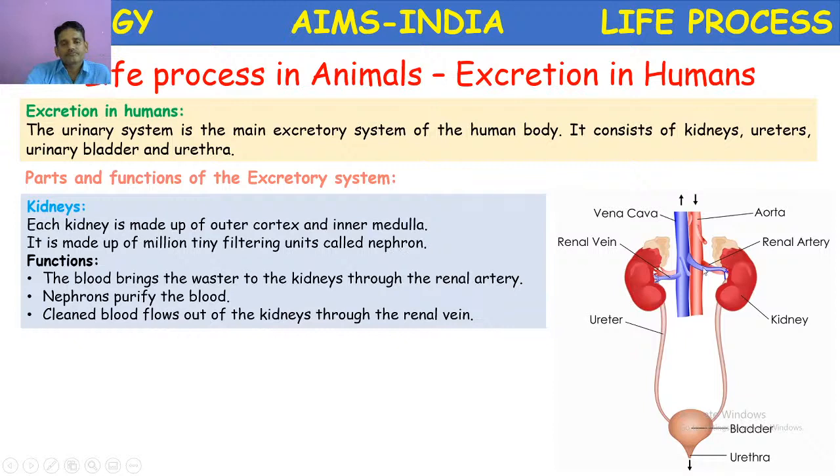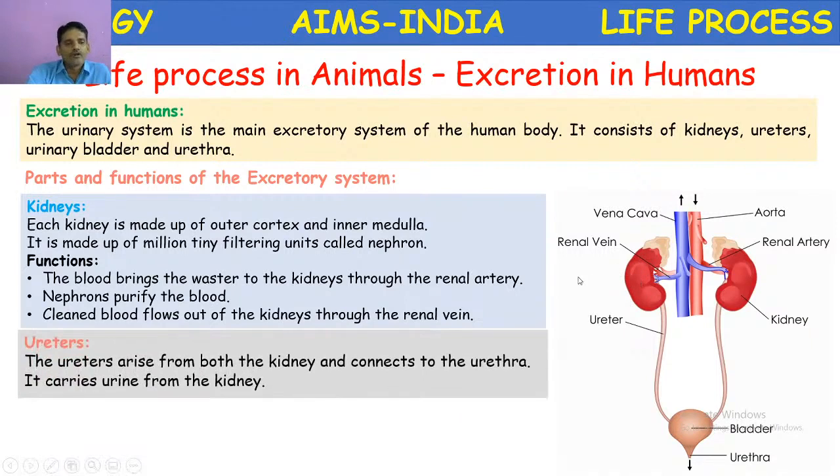Each kidney is made up of outer cortex and inner medulla. If you take a cross section, we can see clearly the outer cortex and inner medulla. Next, it is made up of millions of tiny filtering units. They are called nephrons. They are microscopic structures; you cannot see them with your naked eye. Nephrons are the structural and functional units of kidneys.